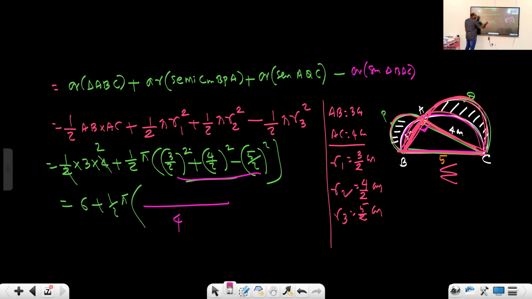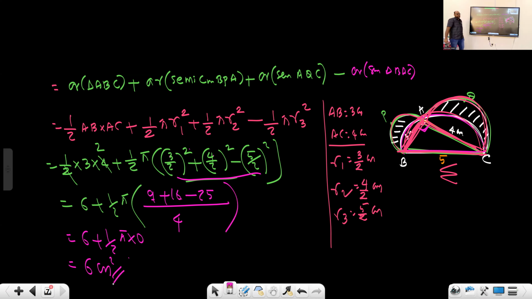Tell me, 3 square is 9, 4 square is 16, 5 square is 25. 9 plus 16 is 25, minus 25 is 0. So your answer is half pi into 0. What is half pi into 0? 0. So the answer is only 6 centimeters square. Check it. Understand and write it. Anybody have any step or doubt, let me know. Simply don't copy it. Understand everything and proceed. 6 centimeters square is the answer.